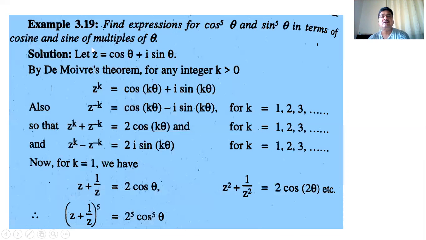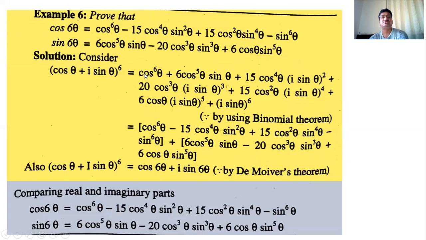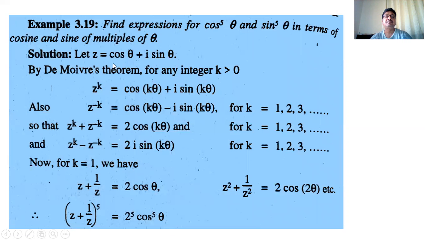But here it is not cos 5 theta or sine 5 theta. It is cos raised to 5 theta and sine raised to 5 theta. So this problem is different from the previous two problems. What is the method? Here it is the power. It is not cos 5 theta, it is cos raised to 5 theta. It is not sine 5 theta, it is sine raised to 5 theta. So what is the method? We have to expand this and find the expression for this too.